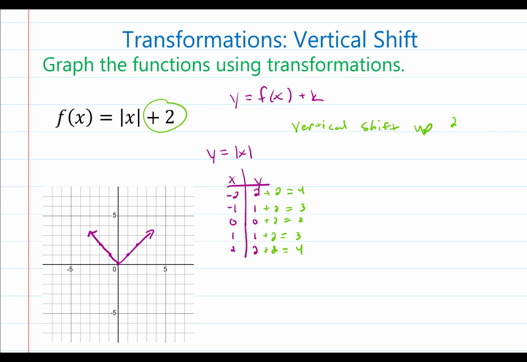Another way to think about this would be to shift that v up 2 units in the coordinate plane, giving me ordered pairs of 0, 2, 1, 3, and 2, 4. Also -1, 3, and -2, 4. Creating my final answer, which is this v, the original parent function shifted up 2 units.